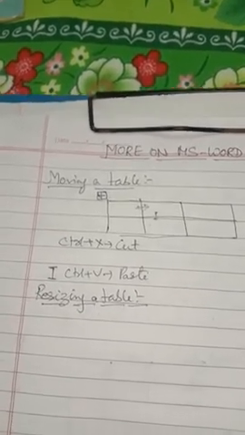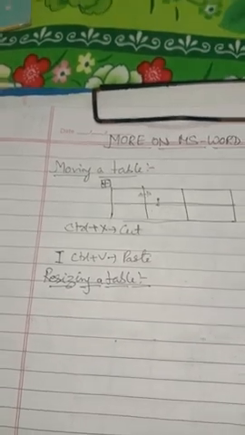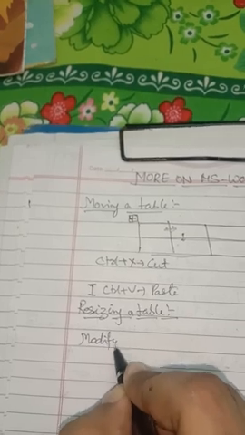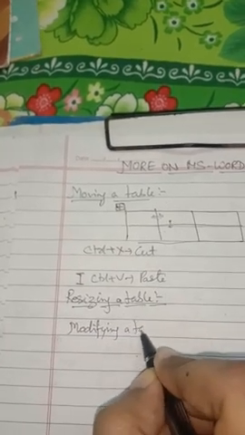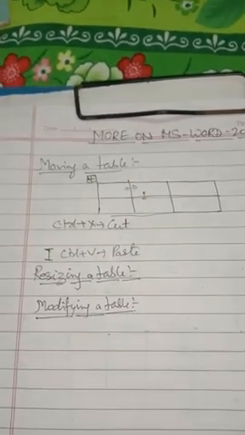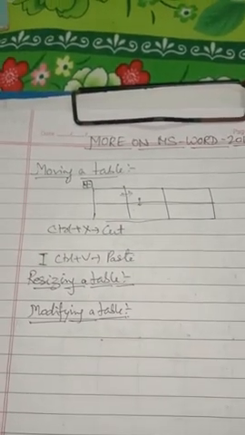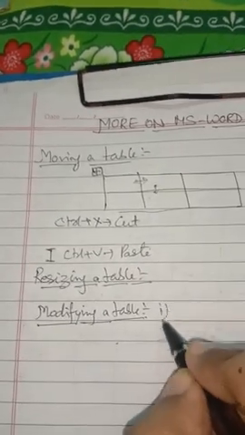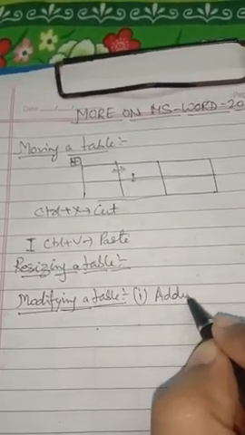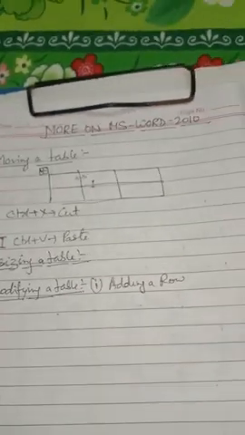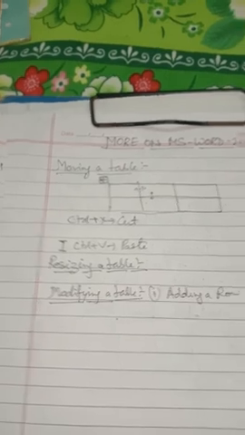The next topic that we are going to discuss over here is modifying a table. Now how can you modify a table? We can modify a table, number 1, by adding a row. Next, what are the next steps over here?